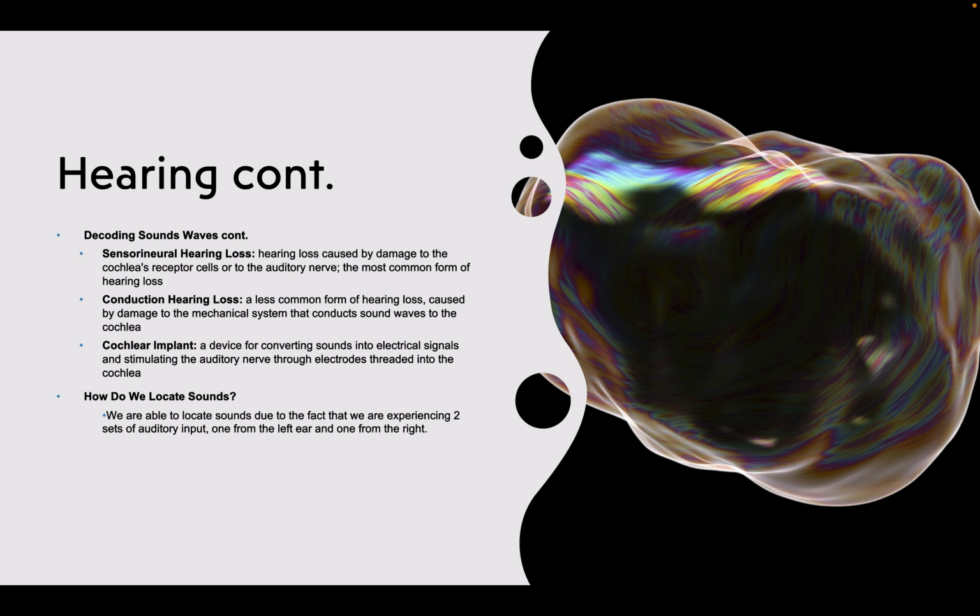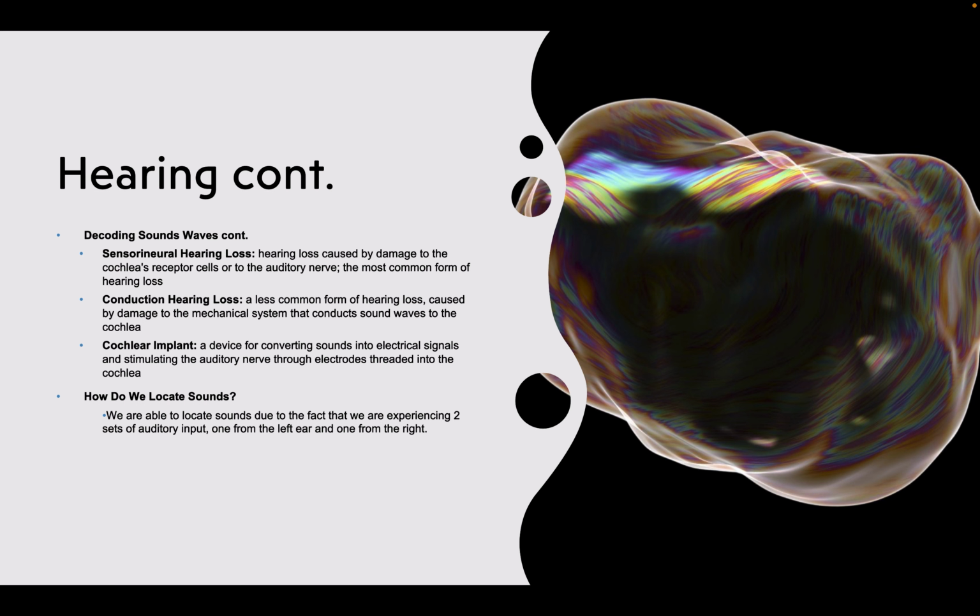So, how does hearing loss work in this type of situation? Well, there are two primary types of hearing loss. The first is sensorineural hearing loss. This is hearing loss caused by damage to the cochlea's receptor cells or to the auditory nerve. This is the most common form of hearing loss. The other is conduction hearing loss, a less common form caused by damage to the mechanical system that conducts sound waves to the cochlea.